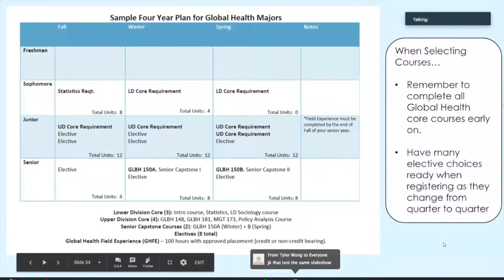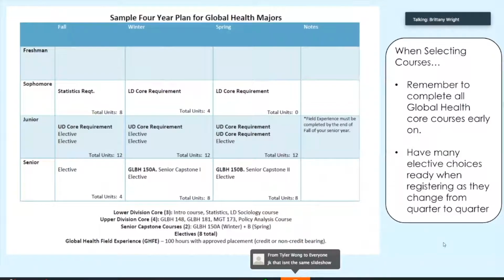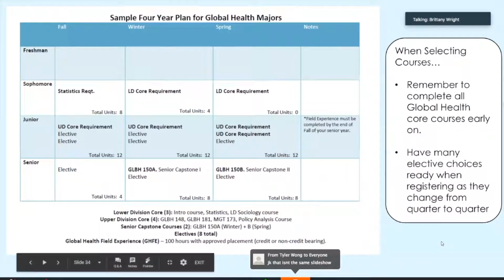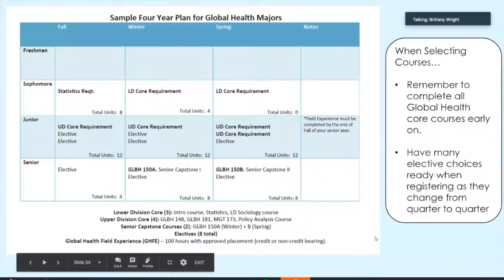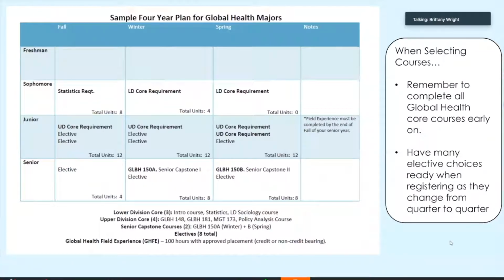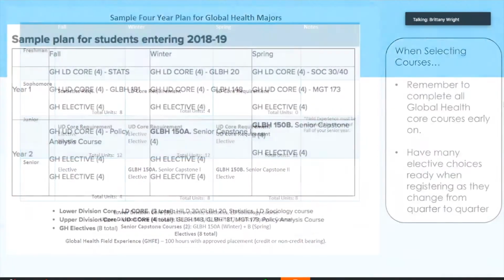And then you'll want to make sure you complete all of your global health core courses early on, so don't save those to the last 2 quarters. Because they're going to help you write your senior thesis. And I saw someone asked how long is a senior thesis. So it's around 10,000 words, so anywhere between 30 to 40 pages, double space. Don't let that intimidate you, because it is a gradual process that you're led through. And have many elective choices ready when you're registering, because they can change without notice, and they can fill up. So just kind of keep that in mind.